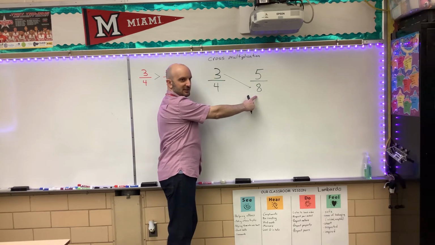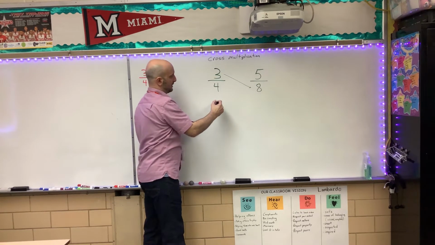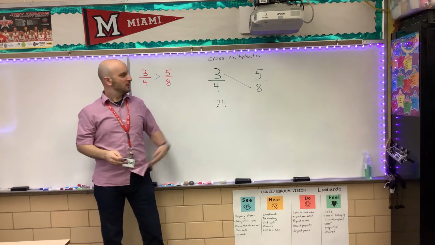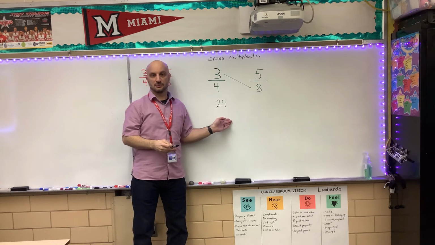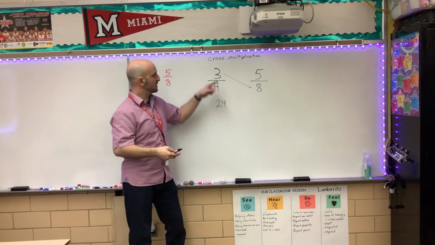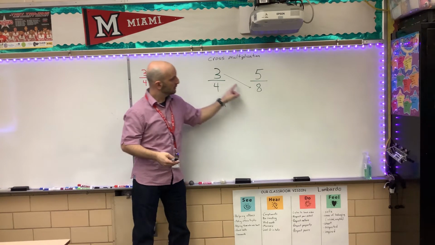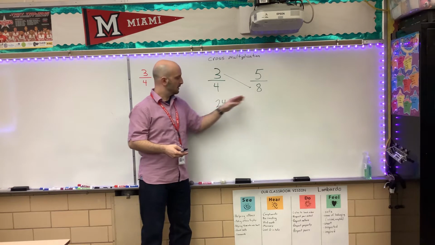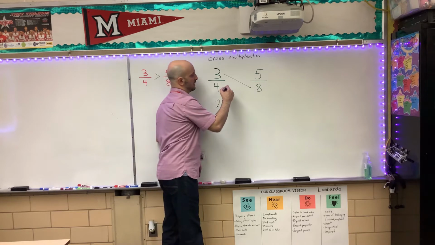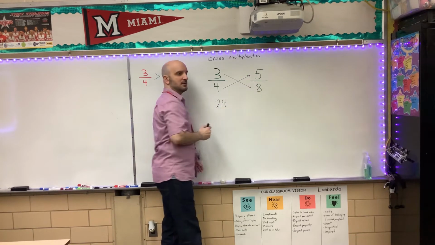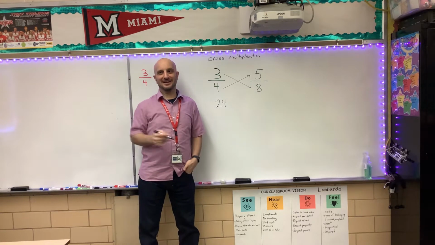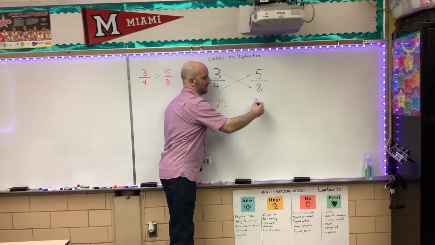So we just crossed diagonally and multiplied. I'm going to put 24 right here. Notice I put it on the left side, just like when we read, you start on the left side. So I started with the upper left number, did 3 times 8, and put the answer on the left side. Now, I do the other two numbers. What's 4 times 5, Amelia? 20. I'm going to write that right here.